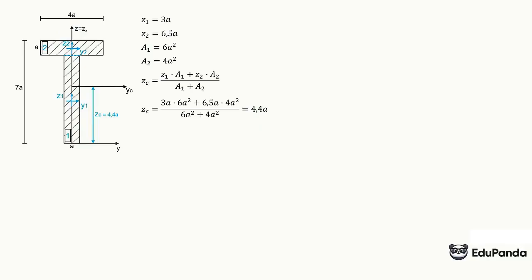But in bending, we will be interested in the horizontal axis during simple bending. In general, here also knowing that 4.4a is from the center of gravity to the extreme fibers, because we will be interested in the lower ones. We can also easily calculate that 2.6a will be to the upper extreme fibers from simple math.